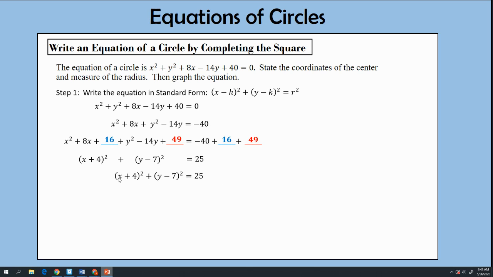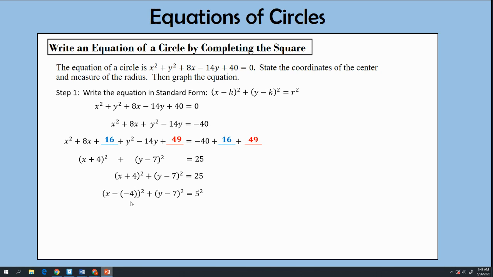Okay, so now if I write it all together, it looks like this. We've created an equation that looks like the quantity of x plus 4 squared plus the quantity of y minus 7 squared equals 25. And that is just like our center-radius form up here.